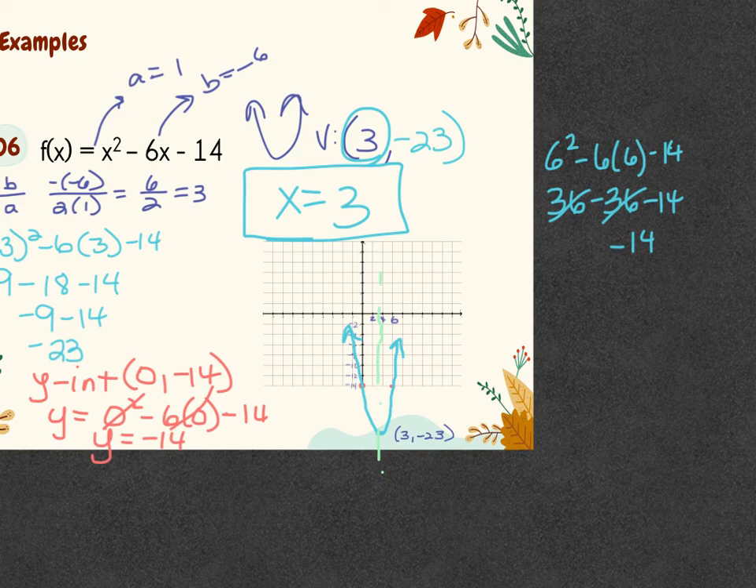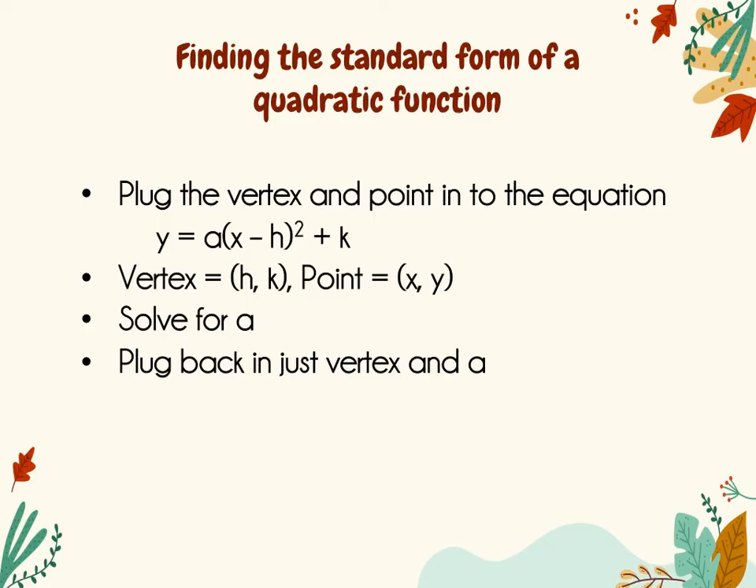Okay, what I'm going to do with you next is actually easier. That's the good news. So now we're working in reverse. I skipped, I don't even know what slide this is, 12 maybe? Which is taking the vertex and a point and then finding the equation from it. So when we do this, we take the vertex, which is the HK, we take a point, which is XY, and we plug it into our standard equation, which is y equals a times x minus h squared plus k.